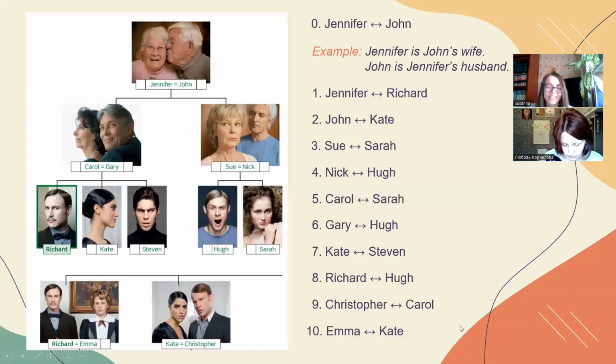Okay, and the last one, Emma and Kate. So you see Emma and Kate. Sister-in-law? Yes, and make the whole sentence. Emma is Kate's sister-in-law. Kate is Emma's sister-in-law too. Yes, the same. You're right.